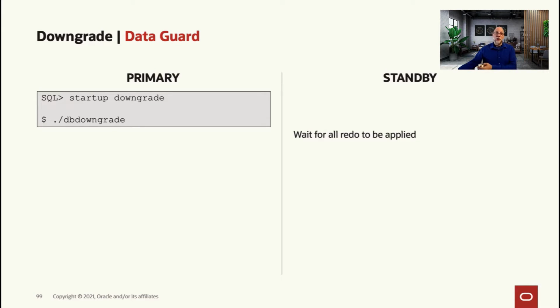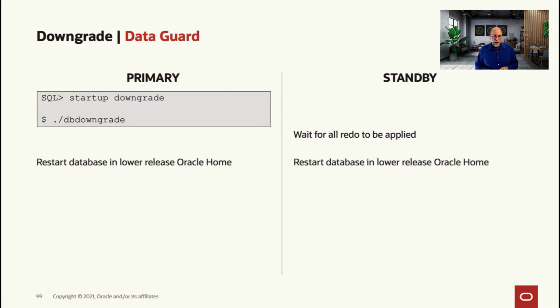The redo will get shipped over there, and then you would wait for the redo to finish applying to your standby database. At this point, you're going to restart both databases in the lower Oracle home. Because remember, the downgrade was happening in the higher Oracle home. In this case, let's say 19C on both cases. We then restart the databases in the lower version Oracle home.